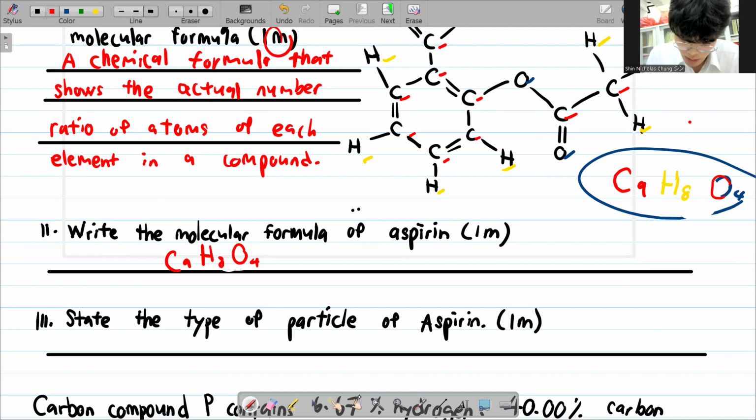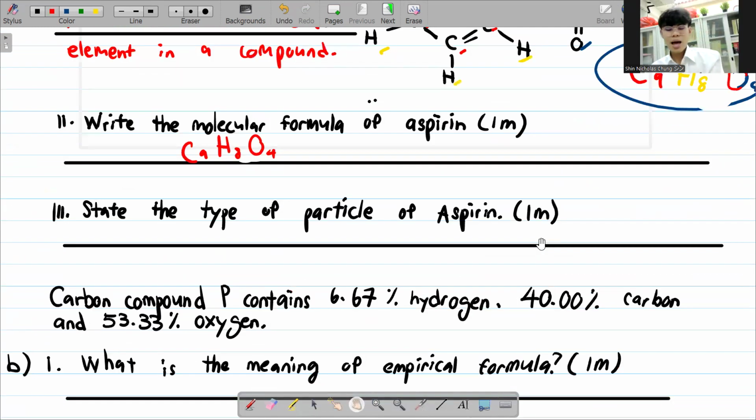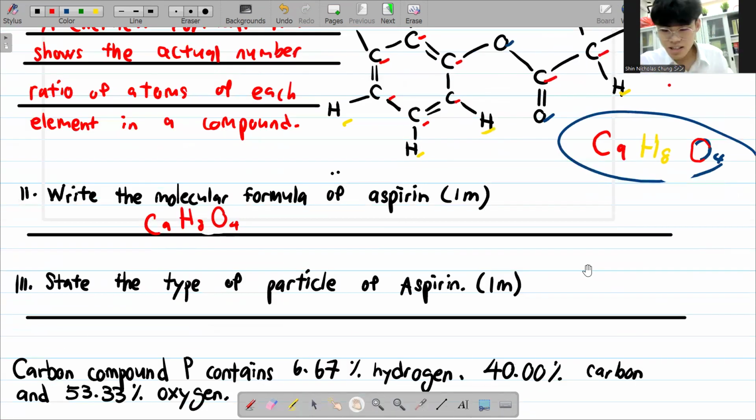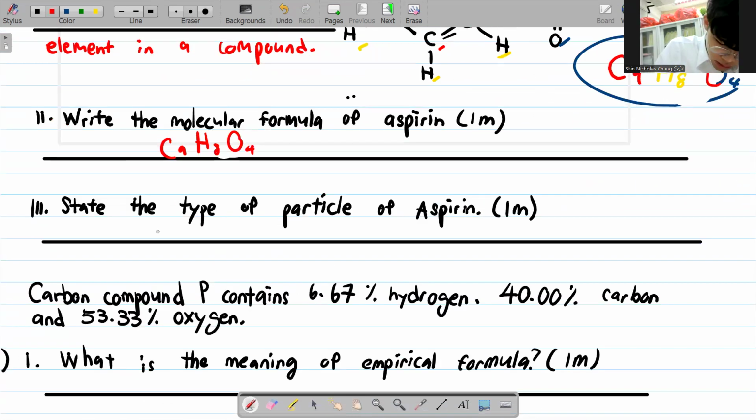Next question, state the type of particle in aspirin. Type of particle, nothing much to explain. This is molecule. So write it down to get your 1 mark.